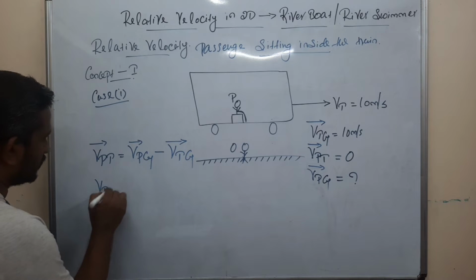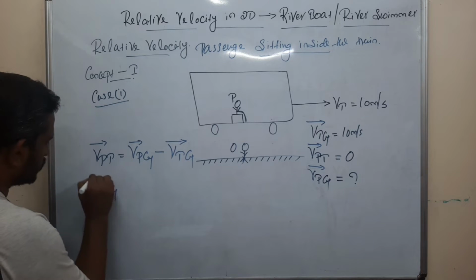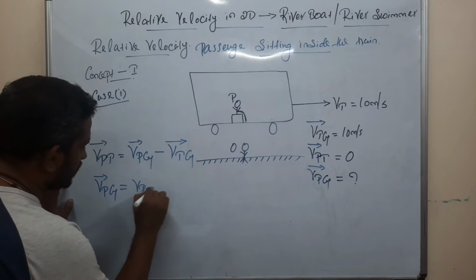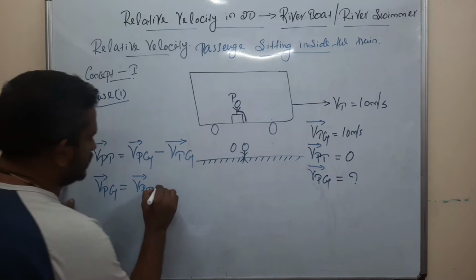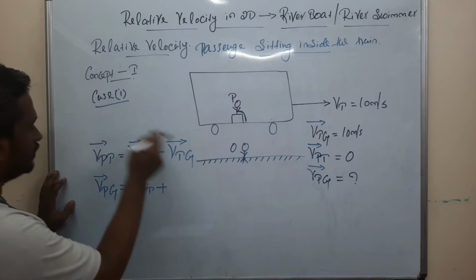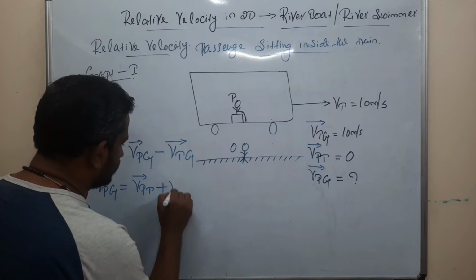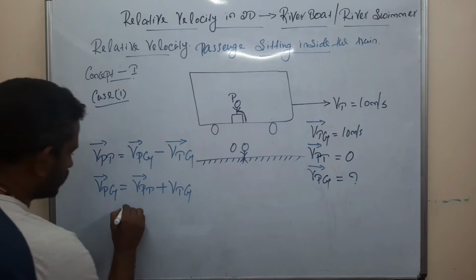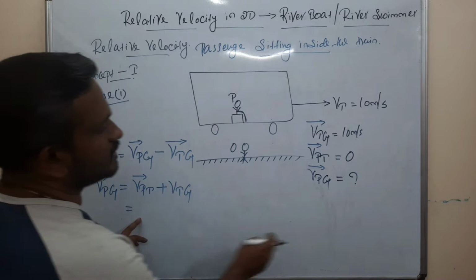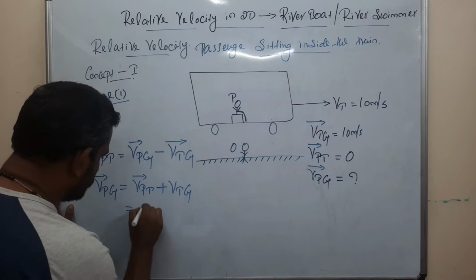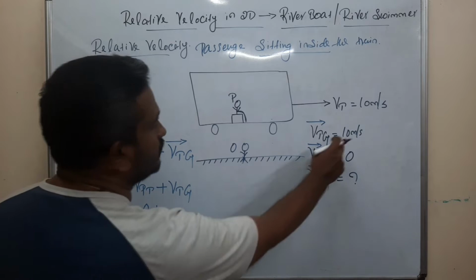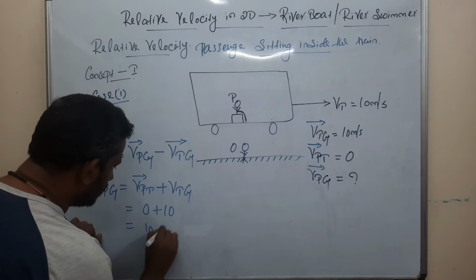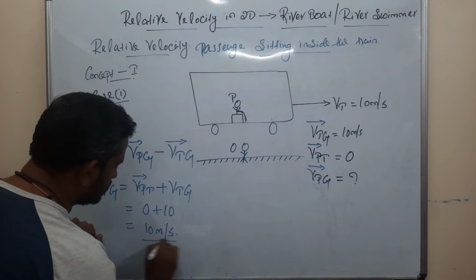So the velocity of the passenger with respect to the ground is equal to the velocity of the passenger with respect to the train, plus, this one comes to this side, plus the velocity of the train with respect to the ground. That equals the velocity of the passenger with respect to the train, which is 0, plus the velocity of the train with respect to the ground, which is 10. So that's equal to 10 meter per second.